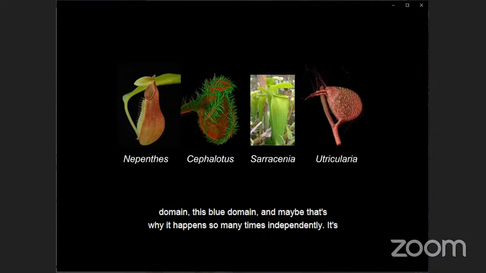And maybe that's why it's happened so many times independently. It's actually not very difficult to generate a cup. You just need to make this shift in gene expression. And you can only understand that once you understand how these polarity fields are controlling the growth. And in fact, it turns the situation on its head, because it's harder to make a flat leaf than it is to make a cup.